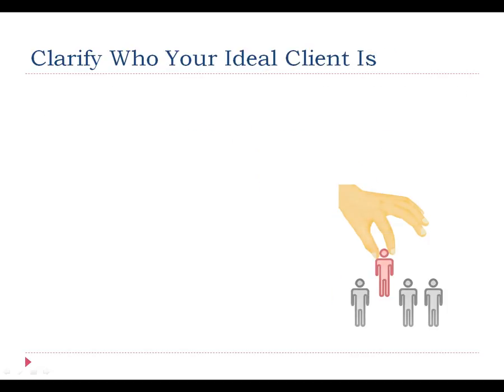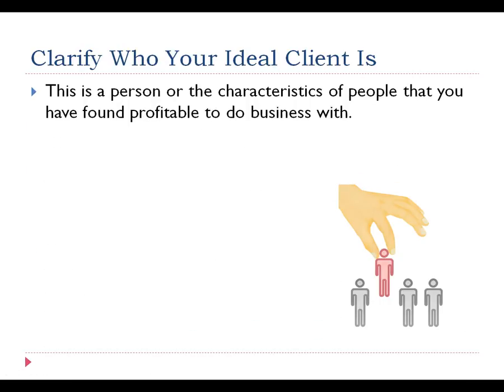The third area of your business that you need clarity on is who your ideal client is. Now, a lot of people don't fine-tune their business idea to this level of detail, and find it difficult attracting the right people, or they end up attracting the people who will end up wasting their time. So you need to have a clear picture in mind of who your ideal client is. So this is the person or the characteristics of the people that you have found it profitable to do business with. Not everyone is a profitable client. So answer this question.